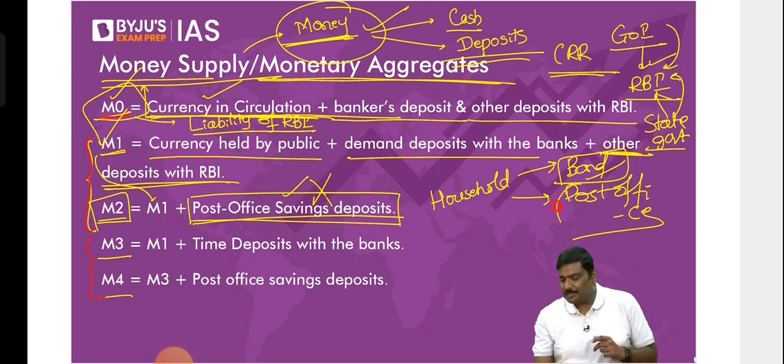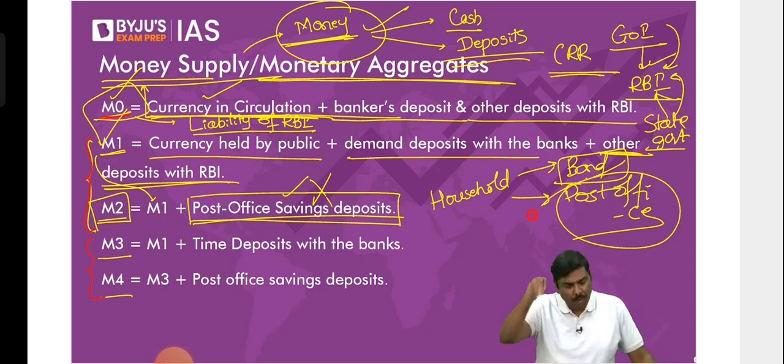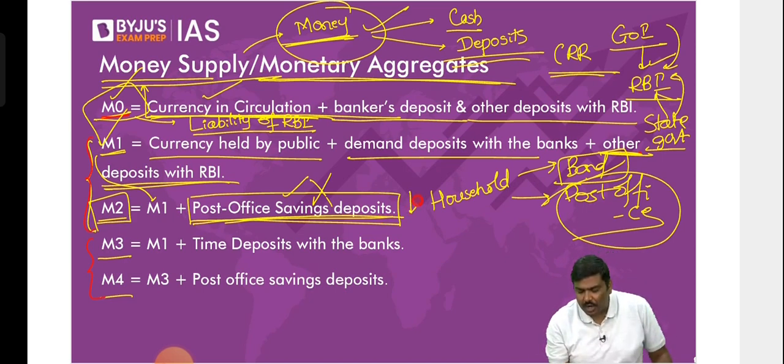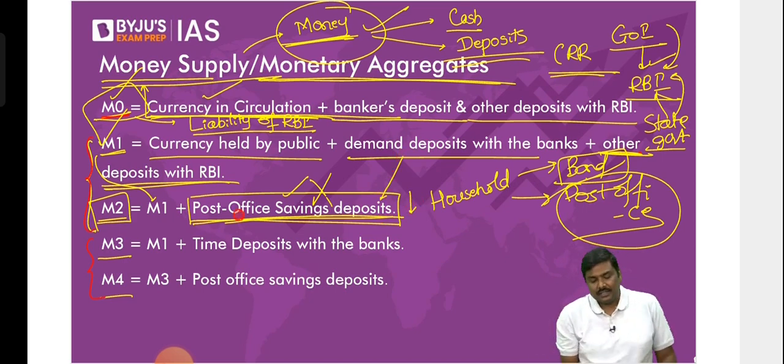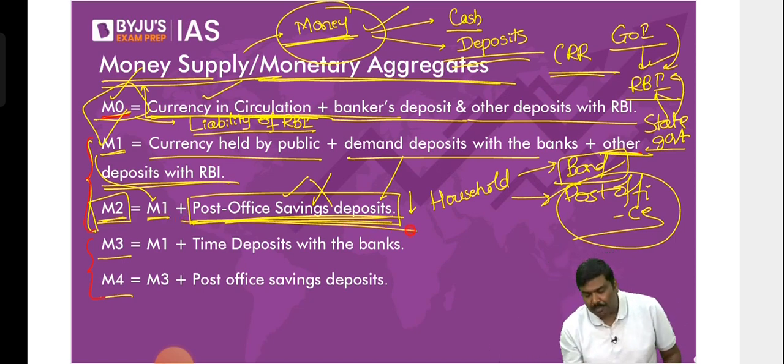But historically, there has been prevalence of savings in the post office deposit also. And look at the statement of RBI. You might have kept money in the post office savings deposit, but the liquidity is low. Compared to demand deposits, the liquidity of post office savings deposit is lower. So I will calculate one more, that is M2, M1 plus post office savings deposits.